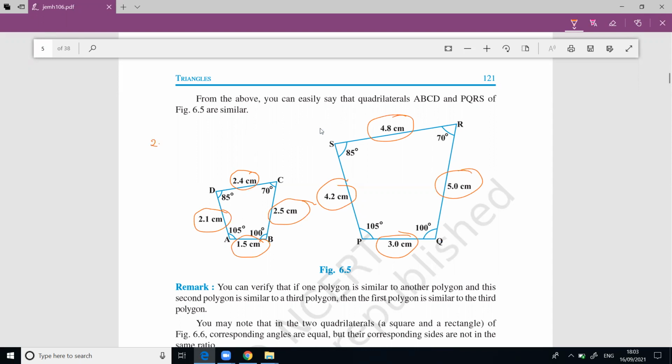You can see that 2.1 is to 4.2. So what will it be? It will be 1/2. And here 2.4 is to 4.8, here also. So in this way, you can check.